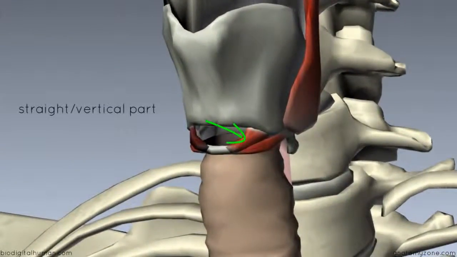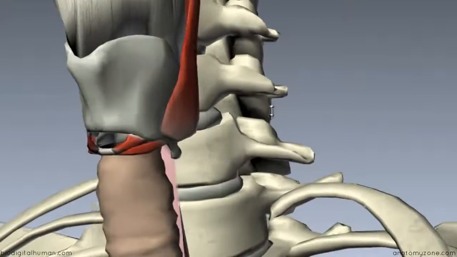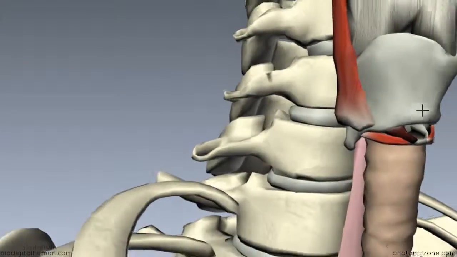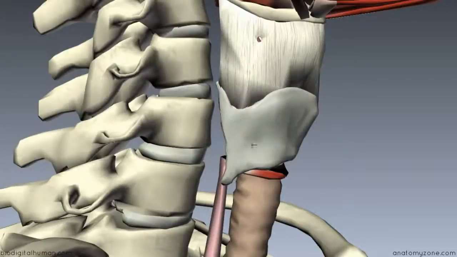So you've got a straight part and an oblique part. The straight part, or vertical part, is attached to the inferior margin of the thyroid cartilage, and the oblique part is attached, you can see here, to the inferior horn of the thyroid cartilage. So let's take a look at the action of this muscle. I'll just get rid of this muscle here, which is the inferior pharyngeal constrictor, and remember, this attaches along the oblique line of the thyroid cartilage.